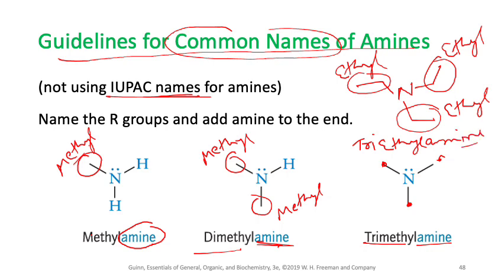If I would have something like this, let me remove this one over here. If I have something like this, you can write the name the same way: you have a methyl group, you have a methyl group, you have an ethyl group in here. So what's the name? You have to go alphabetically. You can write dimethylethylamine, because you have 2 methyl groups, 1 ethyl group. So the name is dimethylethylamine.